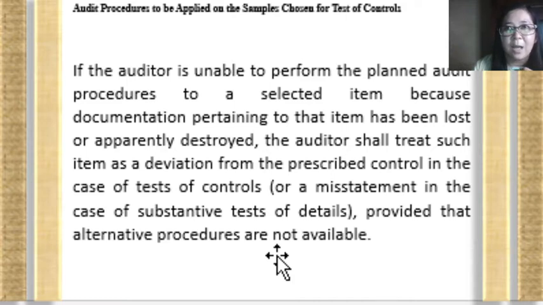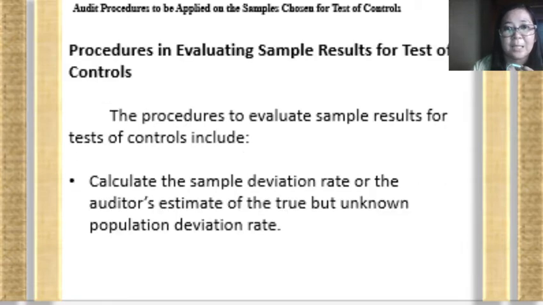In this case, there is no documentation, but the item has been recorded, or it has been part of the amount of the balance in the transaction, yet it has no documentation or audit trail. So the auditor will consider it as a deviation. In the case of a substantive test of details, this will also be considered a misstatement. That's how the auditor treats these types of instances for his selected item, which he evaluates in gathering the audit evidence.